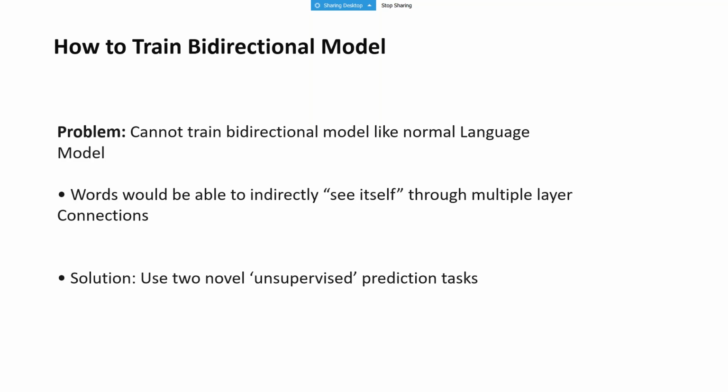So how to train a bidirectional model? You cannot train a bidirectional model like normal language models. That is one of the big challenges with bidirectional LSTM. It can indirectly see itself through multiple layer connections, so we use a novel unsupervised prediction. You see here there is a sentence. What they do is they mask the sentence, right? So a sentence, let's say.